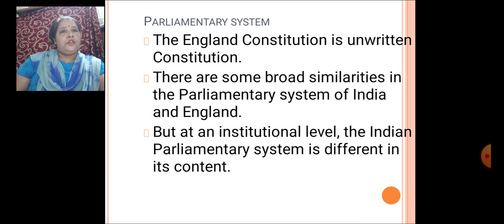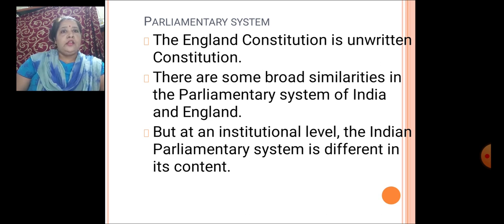Now, the constitution of England is unwritten, as I told you. There are some broad similarities between the parliamentary system of India and England. Can you tell me the reason why? Why there are some similarities over here? Because you all must be knowing the British ruled over India nearly for 150 years. So their influence, they were ruling over us. So their parliamentary system was there in India.